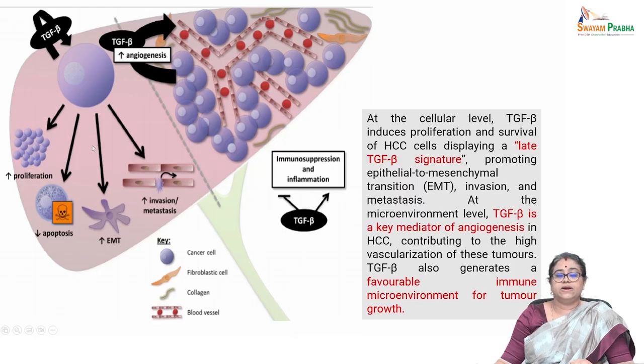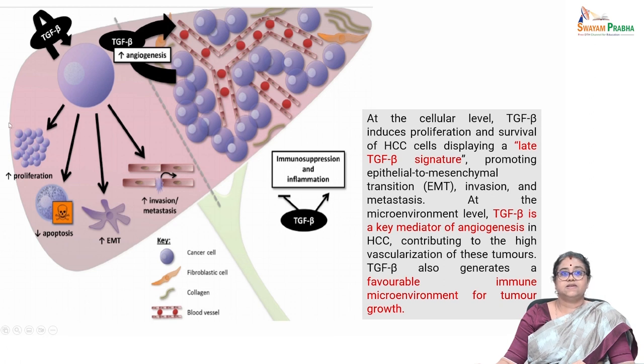Now, this shows the role of TGF-beta in hepatocellular carcinoma. What you see here is a tumor cell. This tumor cell is producing TGF-beta and this TGF-beta itself will act in an autocrine way. It will stimulate the tumor cell here, and TGF-beta will also lead to proliferation of cells and formation of new blood vessels here. So, TGF-beta is helping to increase angiogenesis, it can increase proliferation, it can decrease apoptosis, it can increase the EMT and it can increase invasion and metastasis. All these things are carried out by TGF-beta.